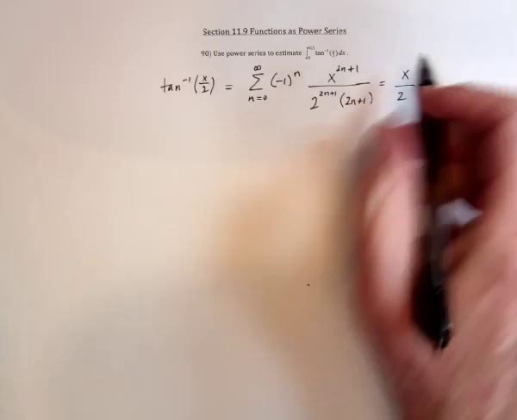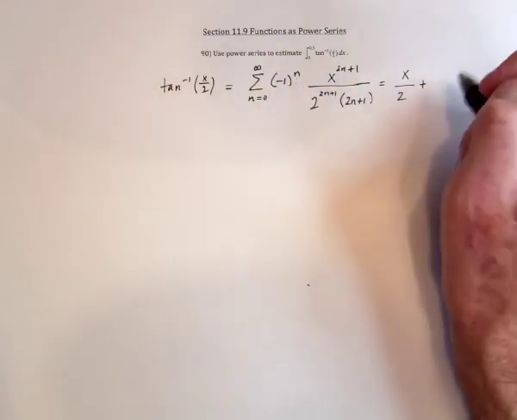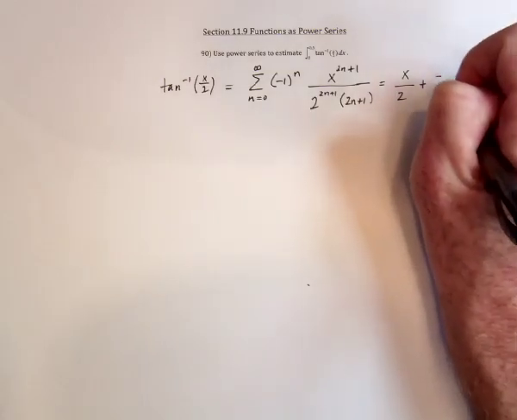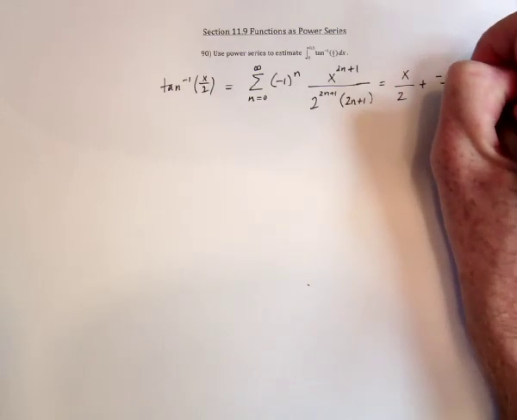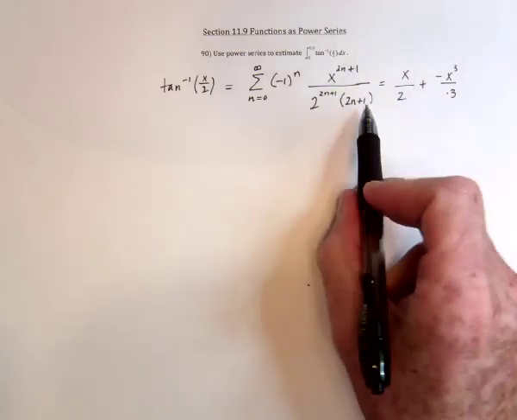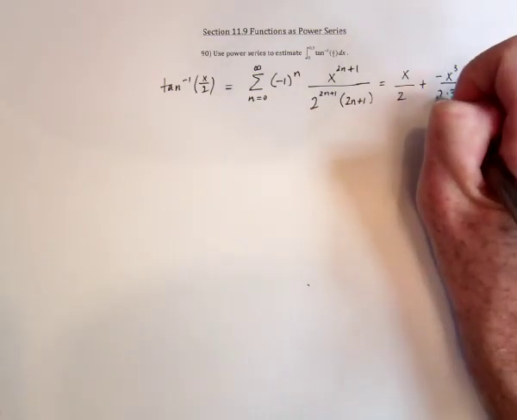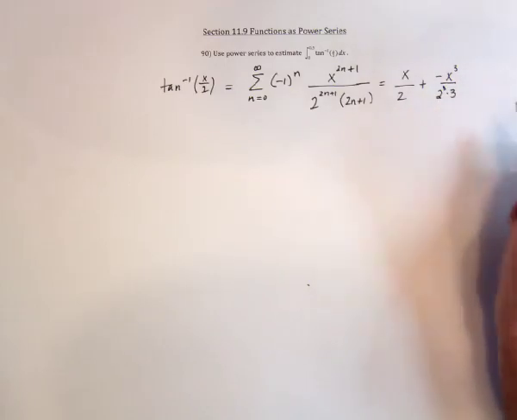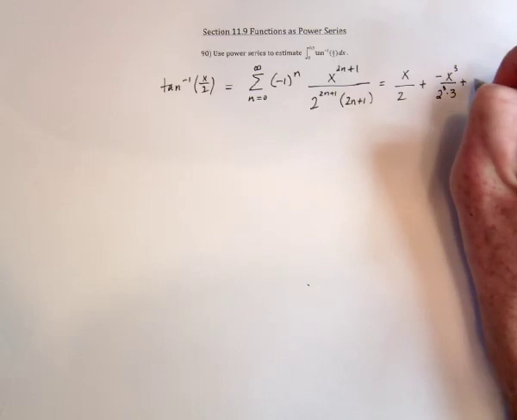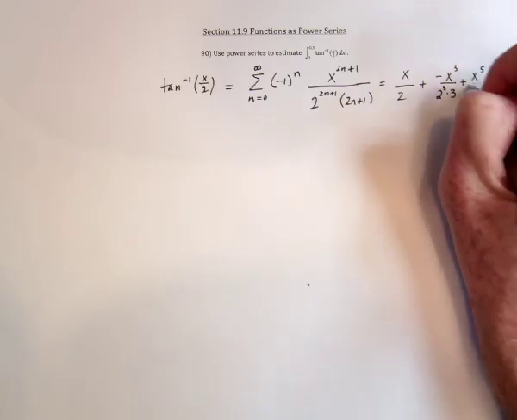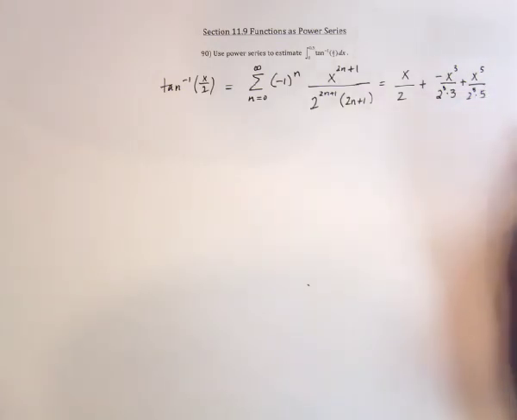Next, when n is equal to 1, this is going to make it negative. This is going to be x to the 3 over 3 for this part. And then this is 2 to the 3, which is 8, but I'll just write it as 2 to the 3. So then I can already see what the pattern is, and I don't have to refer back to this formula. Next is going to be positive. x to the 5. It's going to be 2 to the 5th, and then times 5, etc.